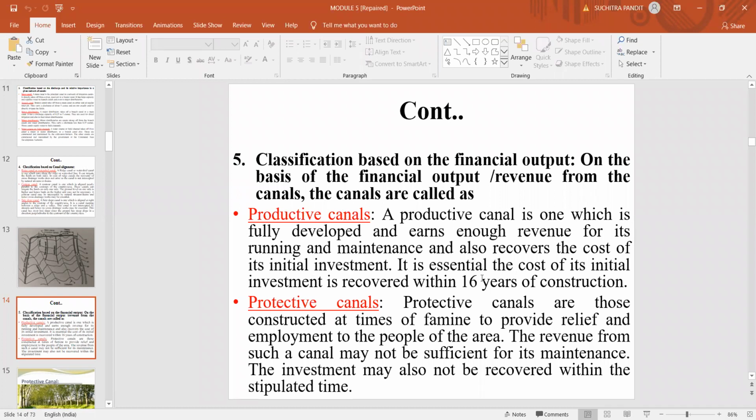So it is essential. The cost of its initial investment is recovered within 16 years of construction. So based on its financial output, it can be a productive canal and a protective canal. Now here you can see it is a protective canal.